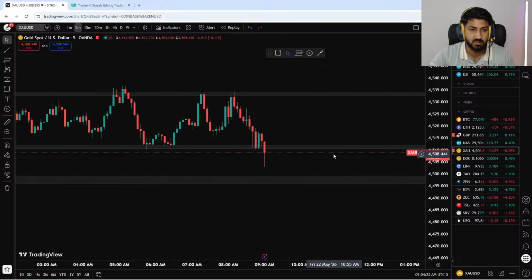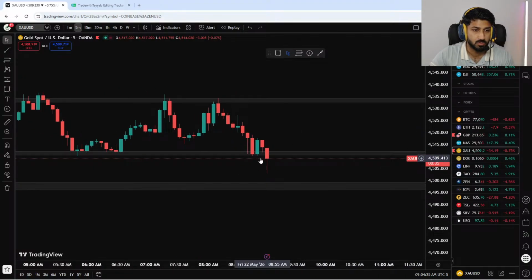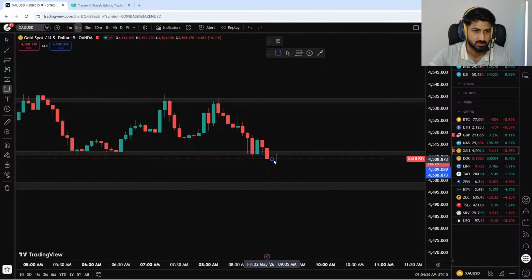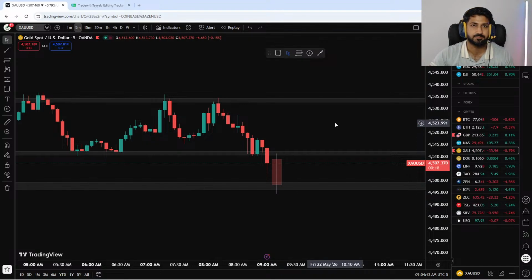I want this current candle to close below this support area and the next candle to continue to drive down. That will be something that I am looking to take as a trade. That is something that I want to see. And this candle is going to be my trade.